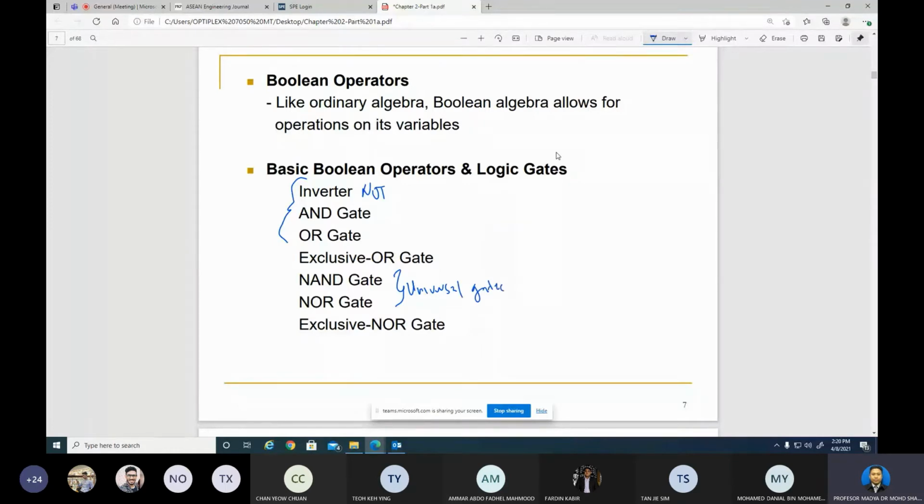Universal means that from the NAND gate or NOR gate we can produce the OR gate, AND gate, and NOT gate. So that's why we call it universal. This universal gate we can use to represent another gate, for example the AND gate, the OR gate, or sometimes also the exclusive OR or exclusive NOR. That means the universal gate can represent other logic gates.